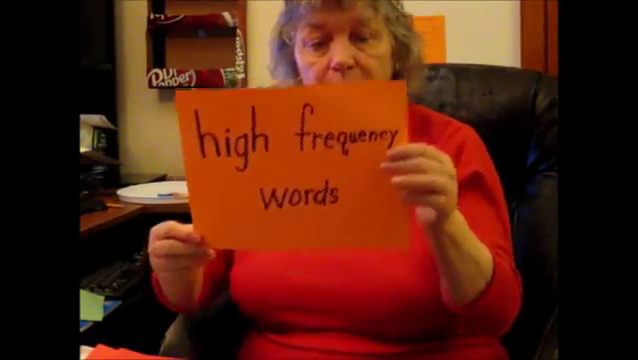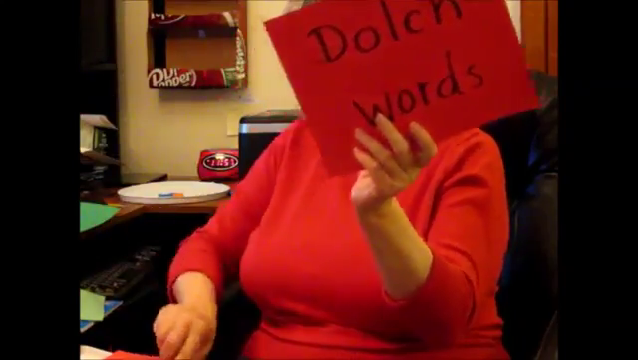The way to find these word lists on your computer is to go to your search engine. I use Google and type these terms in: high frequency words, sight words, Dolch words, Fry words. All of these terms will bring up lists of words that your child needs to know on sight when he's reading. I prefer the Dolch words.